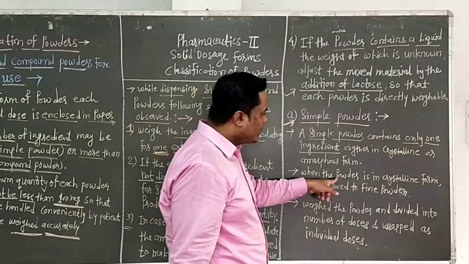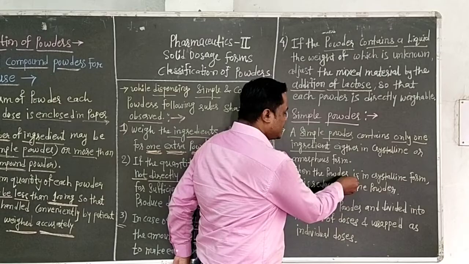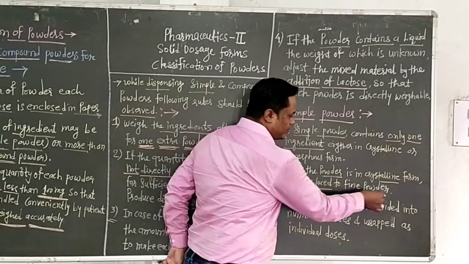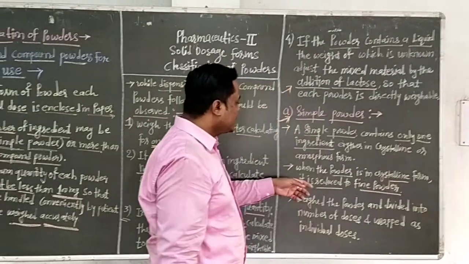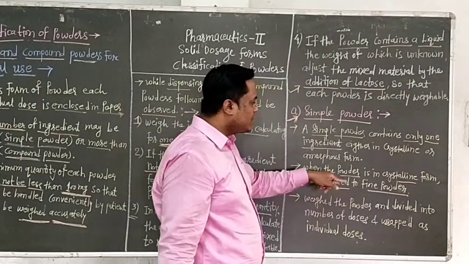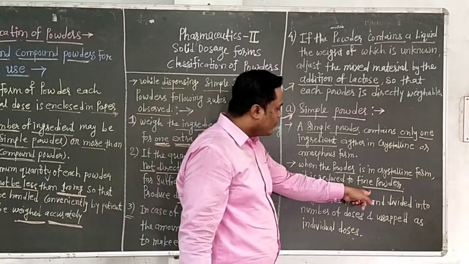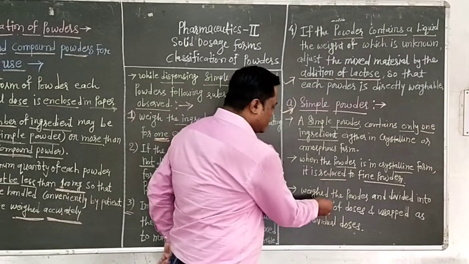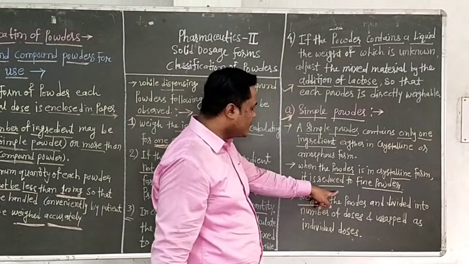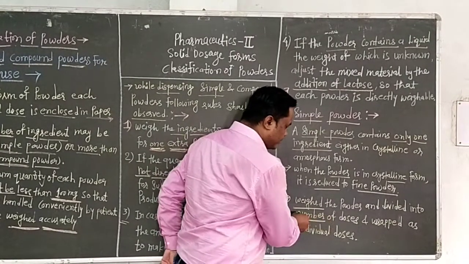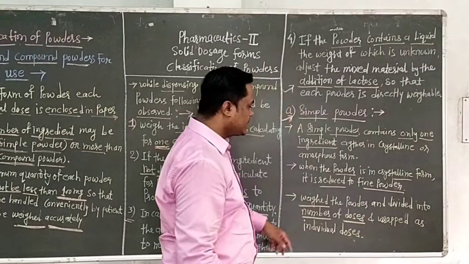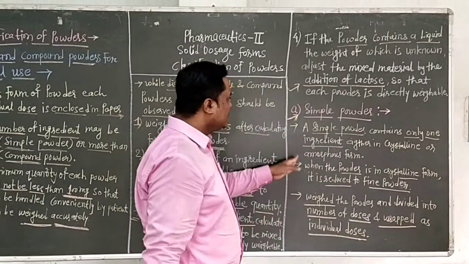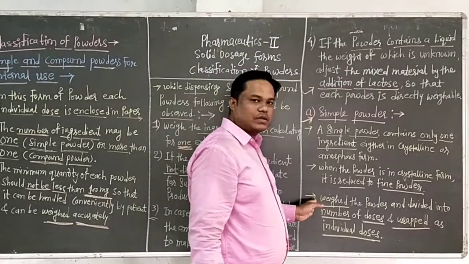Then if the powder is present in crystalline form, it is reduced to fine powder, because the dose of powder is dispersed in the fine powders. After it is reduced to fine powder, weigh the powder and divide it into the number of doses. Then it is wrapped as individual doses for dispensing. So this is about the simple powder.